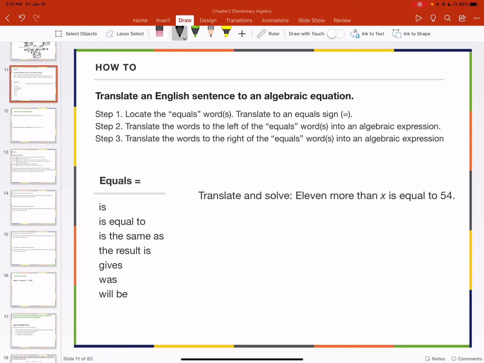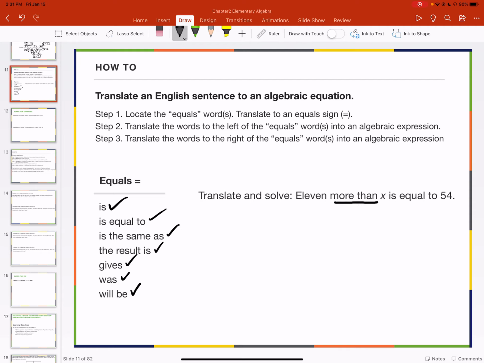So some key words that tell us to write an equal sign are: is equal to, the same as, result is, gives, was, and will be. So let's translate and solve.